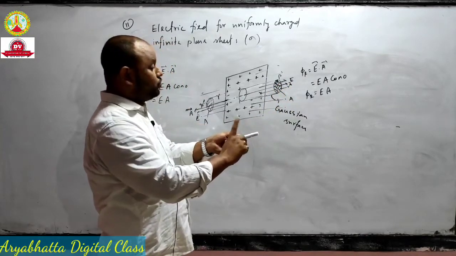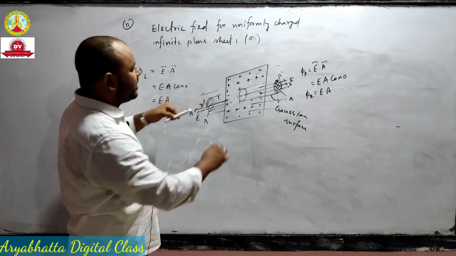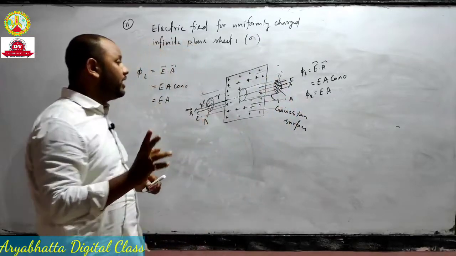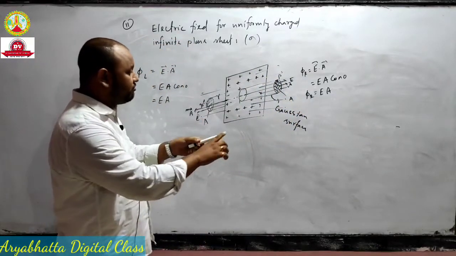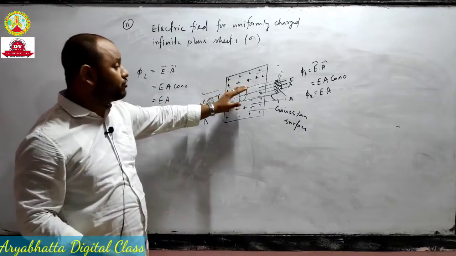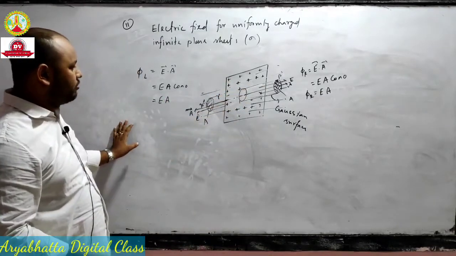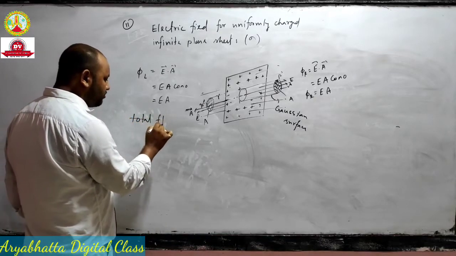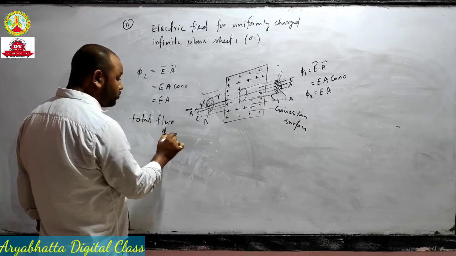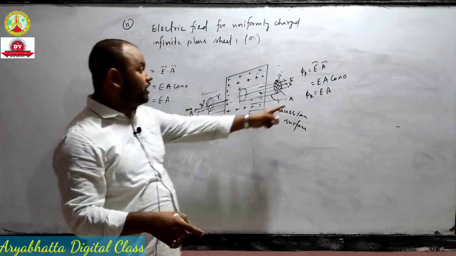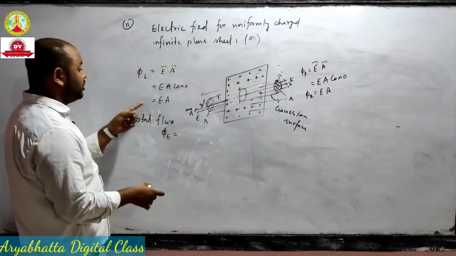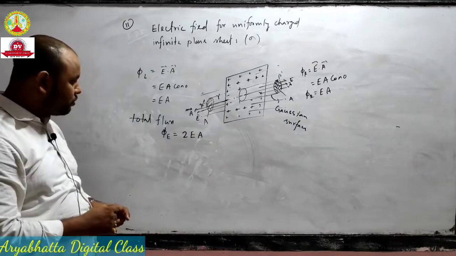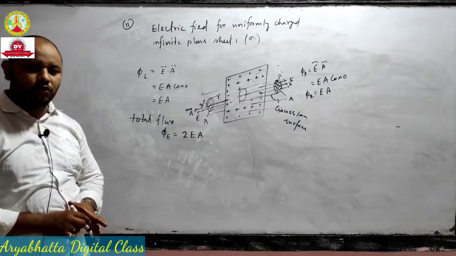Through this curved surface no field line will cross, because the electric field lines are emanating like this. That is why no field line will cross through the curved surface. The field lines cross only through the flat surfaces. So what will be the value of the total flux? Total flux phi E is equal to the flux for the right surface, E into A, plus the flux for the left surface, E into A. So the total flux is twice E into A.